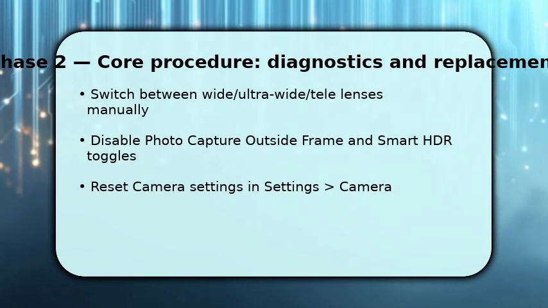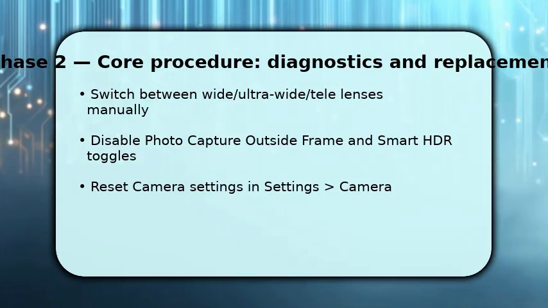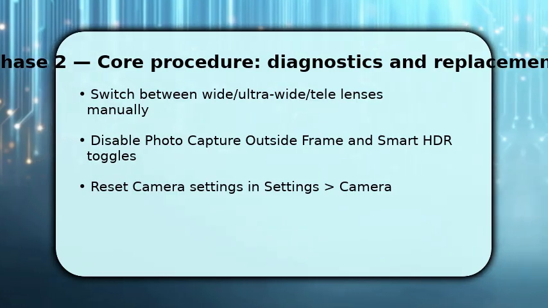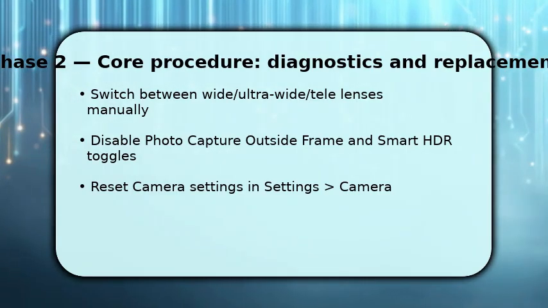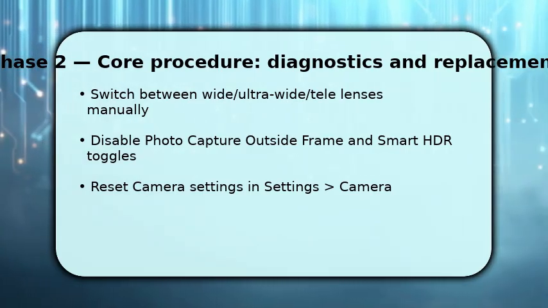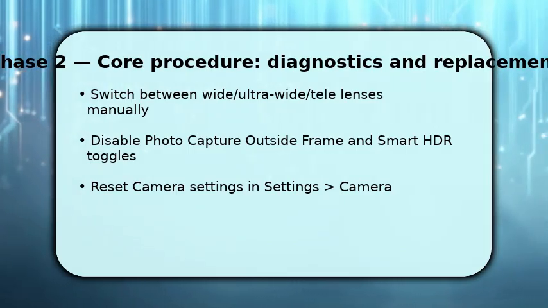You now test each lens to find the problem. Manually tap the 0.5, 1x, 3x or tele options while observing viewfinder alignment. This isolates hardware from software issues. Then, toggle off features like photo capture outside frame and smart HDR. These can alter zoom behavior by combining sensors.